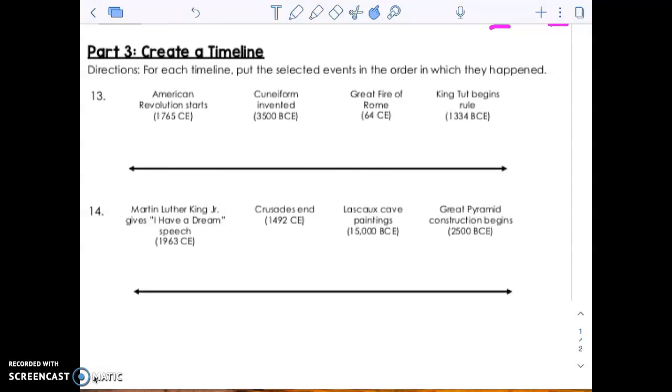So we have the American Revolution starts in 1765 CE, Common Era. Cuneiform invented, which we will talk about, in 3500 BCE. The Great Fire of Rome in 64, and that's in Common Era. We'll talk a little bit about that, but we will talk about Rome. And then the last one, King Tut begins rule in 1334 BCE. So we know that BCE comes before CE, because before Common Era comes before.